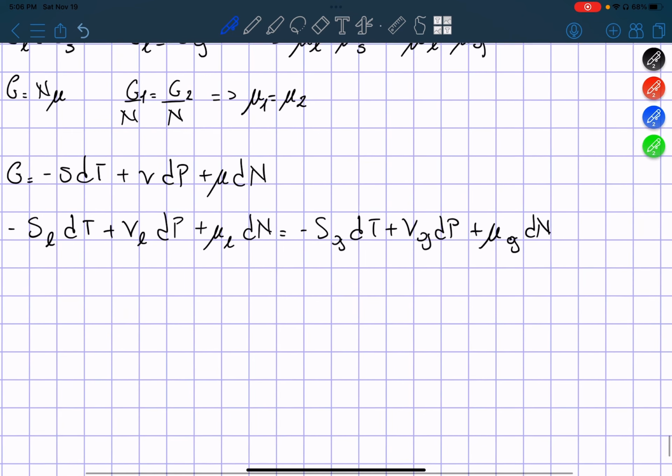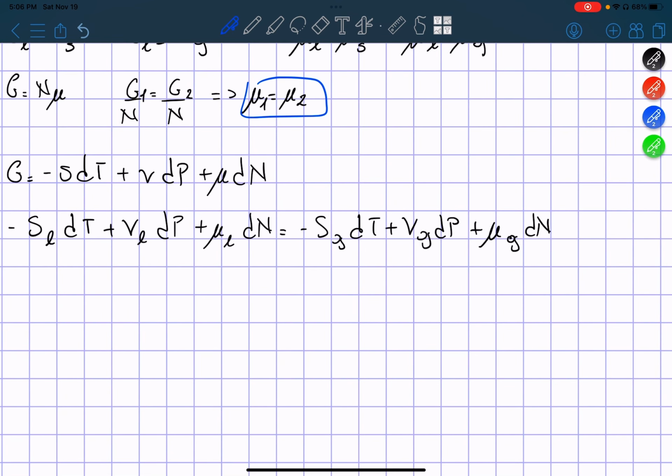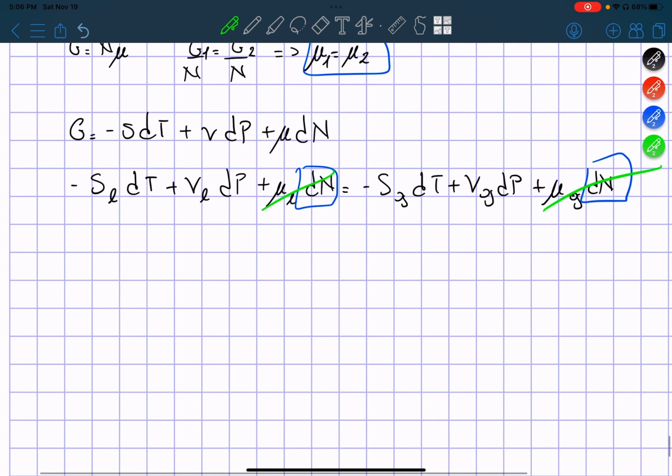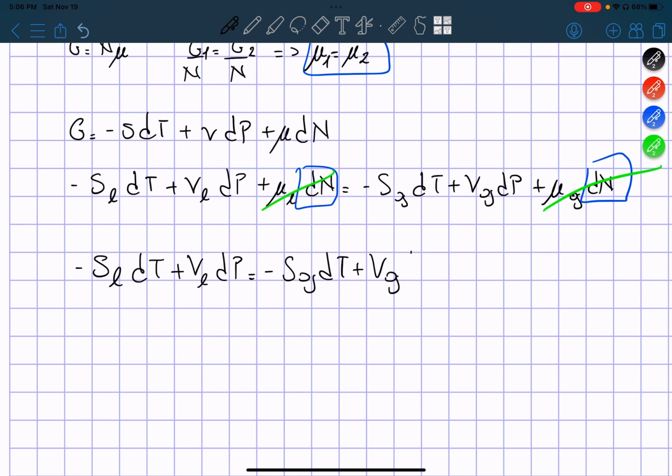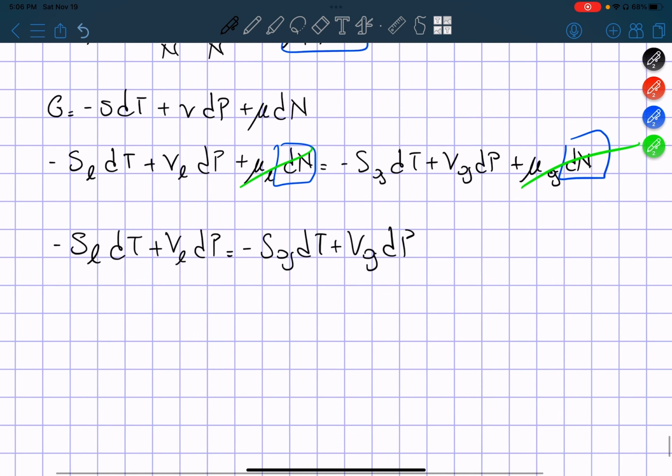Now we said that the two chemical potentials are the same, and the number of particles are also the same. Because of course we don't just increase the number of particles going from a solid to a liquid. So we can cancel out these terms on both sides. And we end up having negative entropy of the liquid times dT, plus volume of the liquid times dP, is equal to negative entropy of the gas times dT, plus volume of the gas times dP.